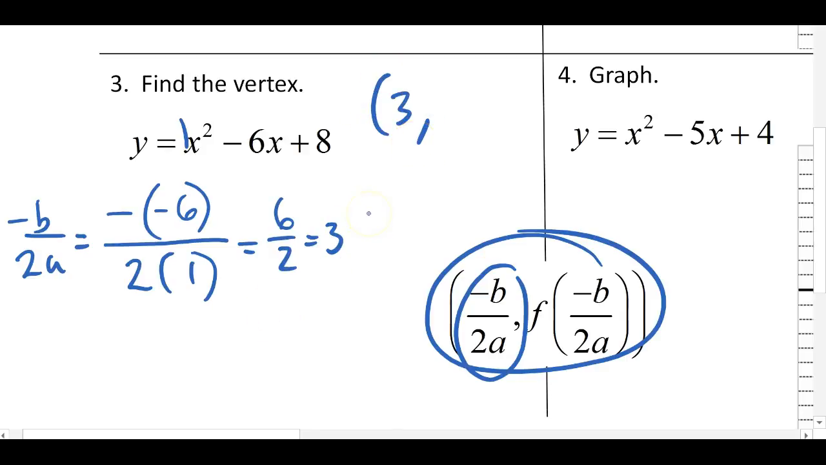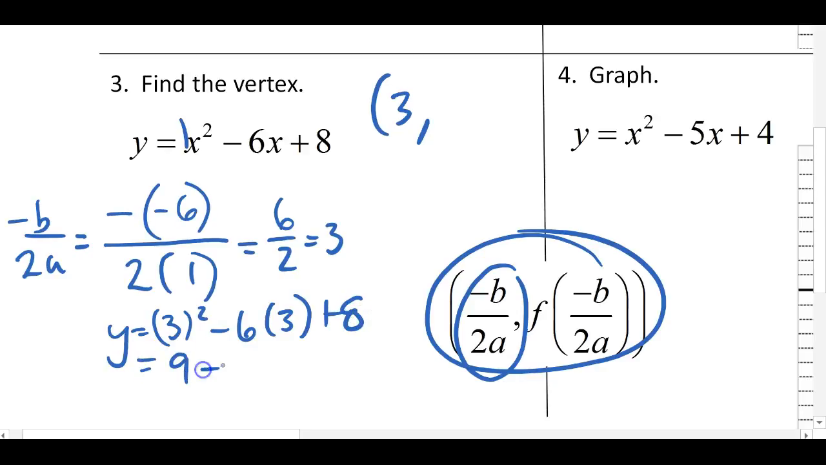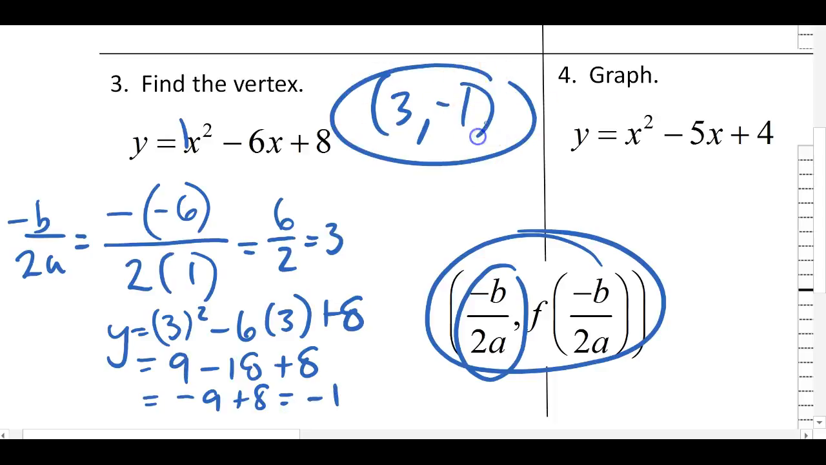And now I just need to find the y value. Well, it's simply just like we did before with the graphing. I'm just going to plug it in and find the other. Okay, so plug in the 3 here. 3 squared minus 6 times 3 plus 8. Okay, so 9 minus 18 plus 8. Okay, 9 minus 18 is negative 9 plus 8 is negative 1. Okay, so that's my y value. That's all we're looking for is the vertex.